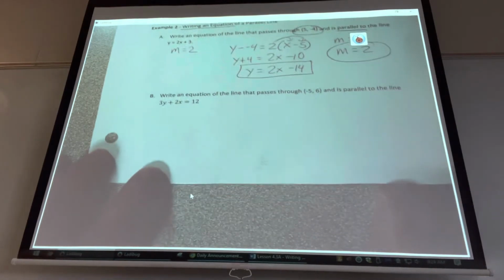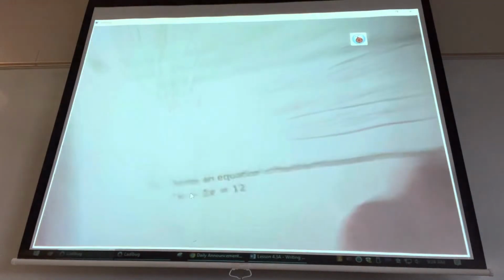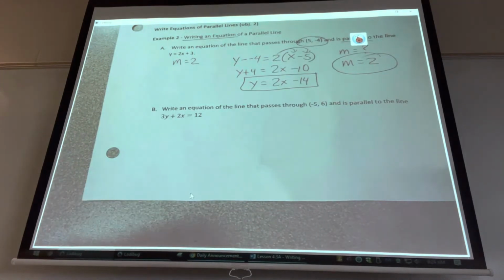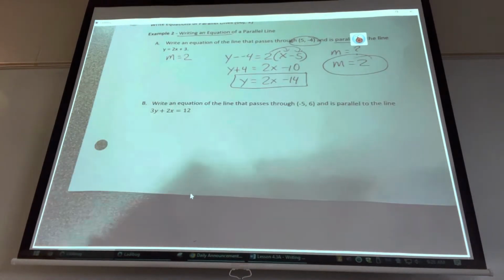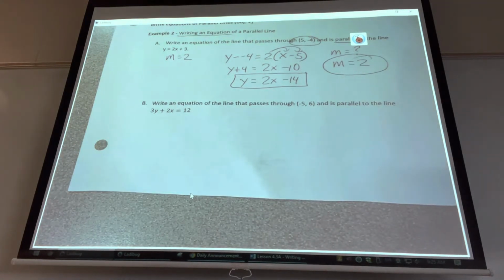Okay, let's try the next one. That's it, we've got one more. I'll help you get started, but then after that, I'll come around and check your equation. Is everybody with me? You'll probably want a calculator if you don't have one. Who needs a calculator? You need a calculator? Do you need a new handout? I think I've got an extra.